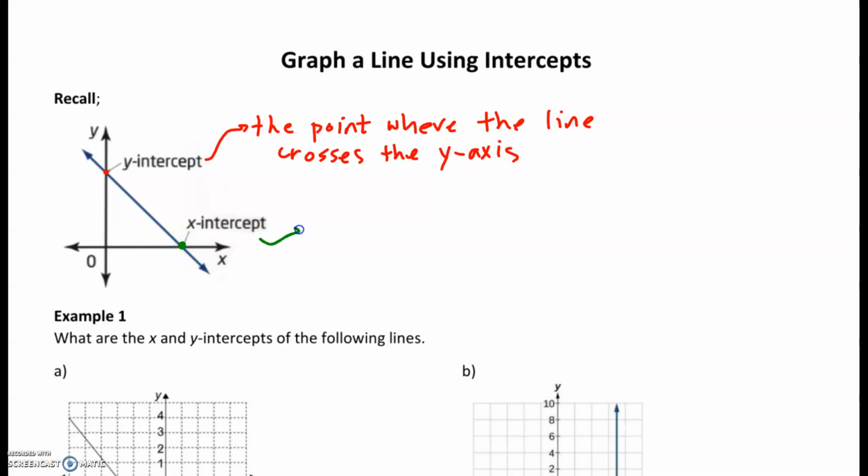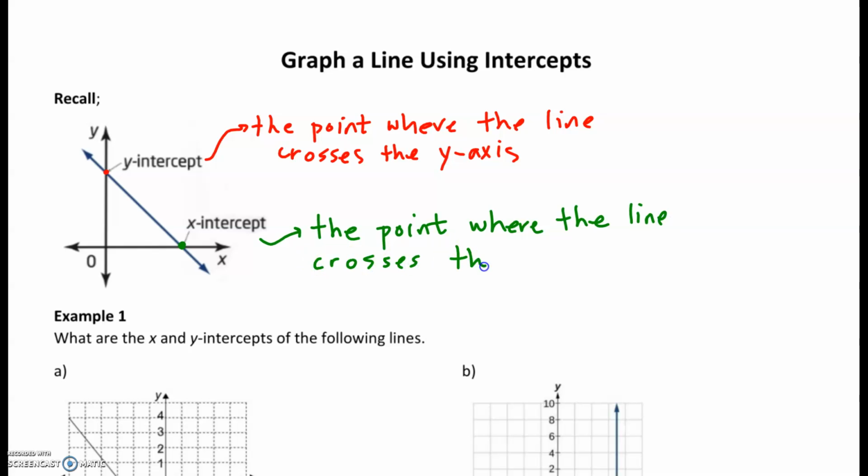Here. So the point where the line crosses the x-axis. You can see that if I have the y-intercept and I have the x-intercept, I can draw a line between those 2 points and be able to graph that line.